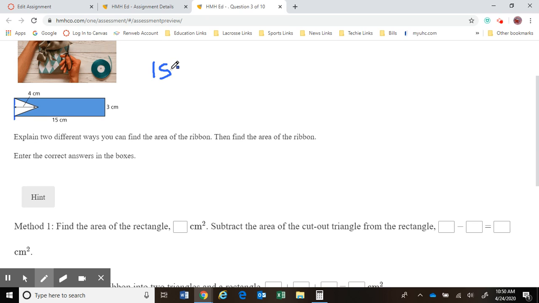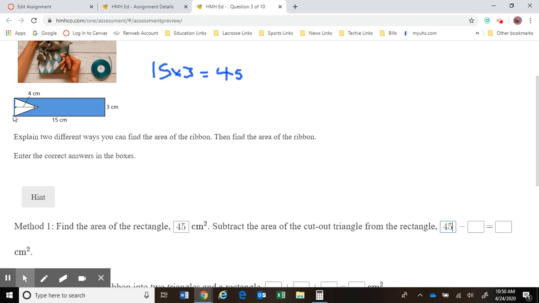15 times 3. Okay, that's 45, right? So the dimensions of my rectangle are 15 and 3, 45. Now subtract out the area of the cutout from the rectangle. Well, that's 45, right?